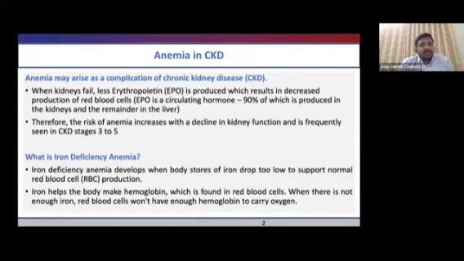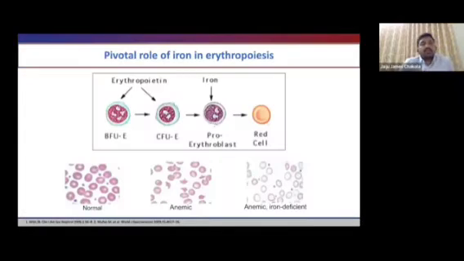So what is iron deficiency anemia? Iron deficiency anemia develops when body stores of iron drop too low to support normal red blood cell production. Iron helps the body make hemoglobin, which is found in red blood cells. When there is not enough iron, red blood cells won't have enough hemoglobin to carry oxygen, and we feel the trouble secondary to the reduction of iron.